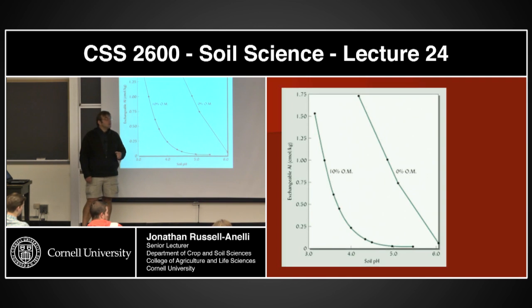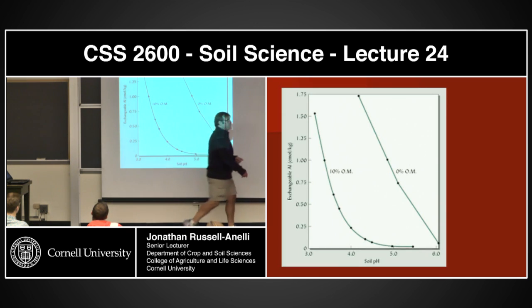What? Aluminum is binding to the organic matter. Why in specific? What happens when the pH goes down and you have a pH-dependent charged molecule? Remember this?